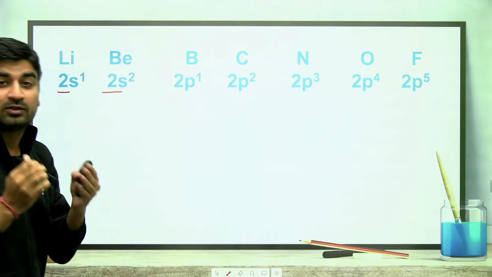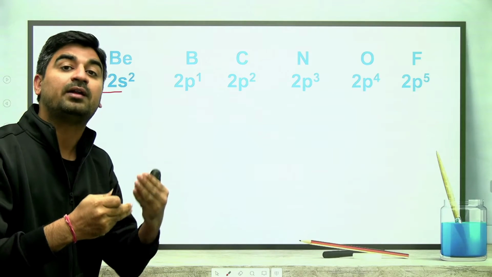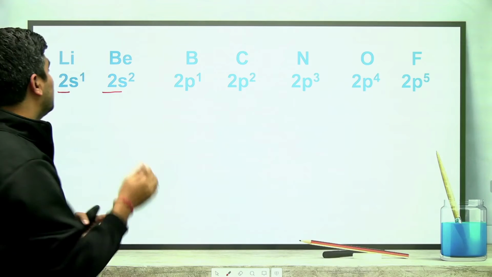If I take the second period, this is the configuration: lithium 2s1, beryllium 2s2, boron 2p1, 2p2, 2p3, 2p4, 2p5. If we move left to right, normally Z effective increases, so the attraction on the outer electron increases and you have to provide more energy to remove that electron. So it will have more.